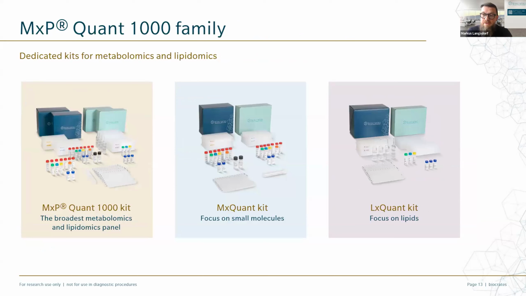So now let's come to the Quant 1000 family. On the left side, you see the complete solution with the complete panels of small molecules and lipids. The small molecule panel and lipid panel of Quant 1000 are also available as separate kits. So if the focus is on small molecules only, you can have this part as the MxP Quant kit, for example for those who want to study the effects of the microbiome on the host, or more generally explore core metabolism. If lipid metabolism is of primary focus, this part is available as a separate Quant kit, which has a broad panel of circulating lipids and membrane lipids from lipoproteins.